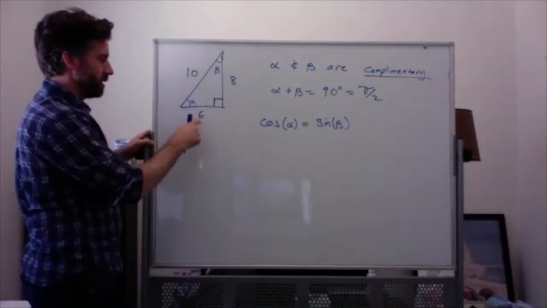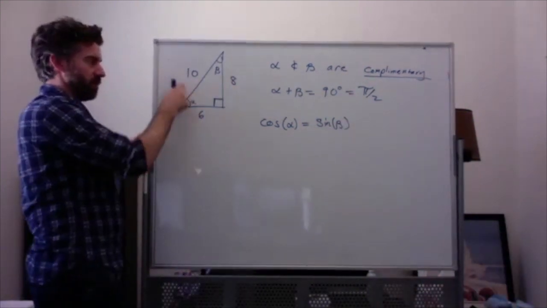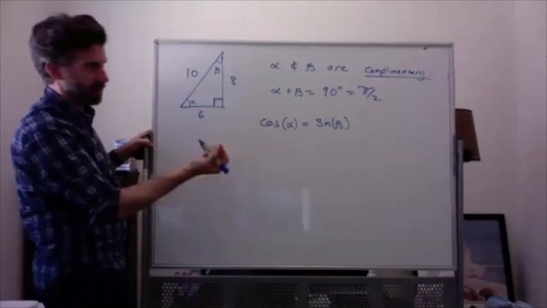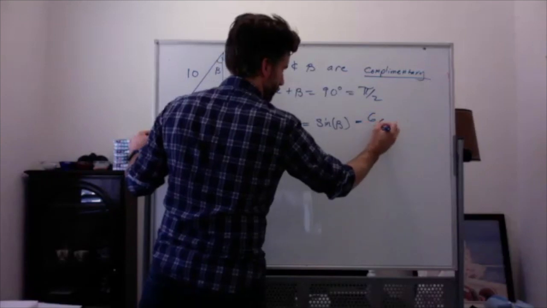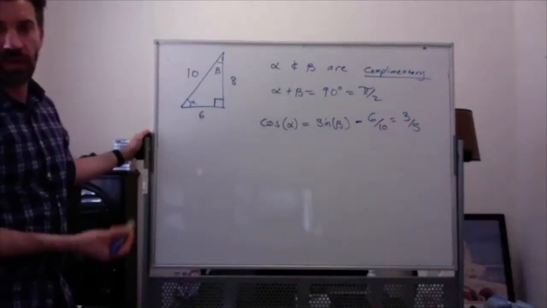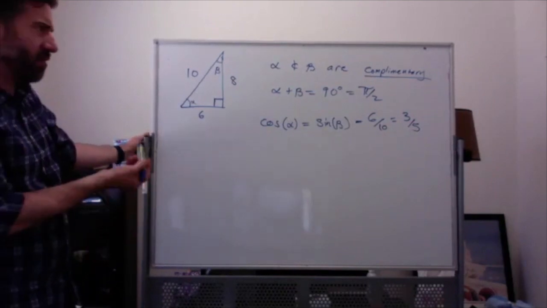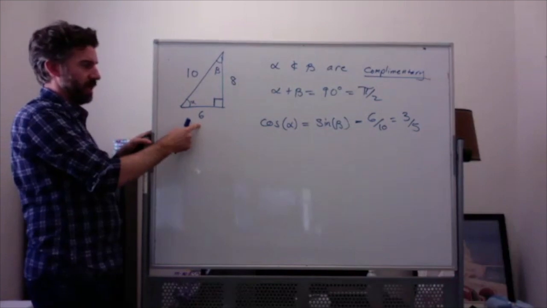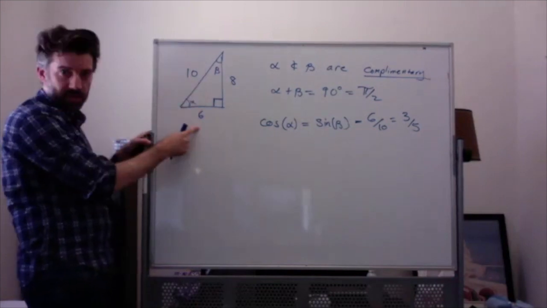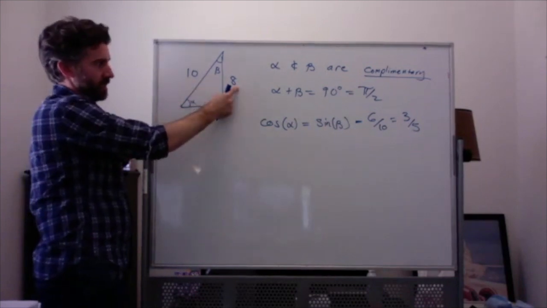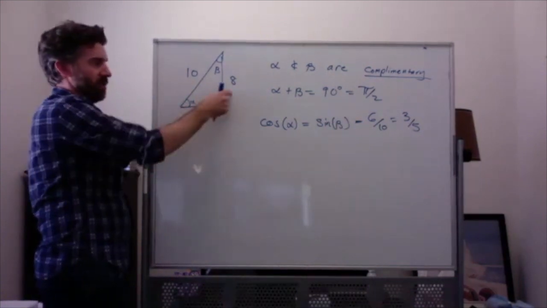Cosine of alpha is adjacent over hypotenuse, which is 6 over 10. Sine of beta is opposite over hypotenuse, which is also 6 over 10, which reduces to 3 over 5. And that's true for any of the pairs of cofunctions because of how triangles work. For this angle, the adjacent side is the same as what is the opposite side for the other angle, and vice versa.